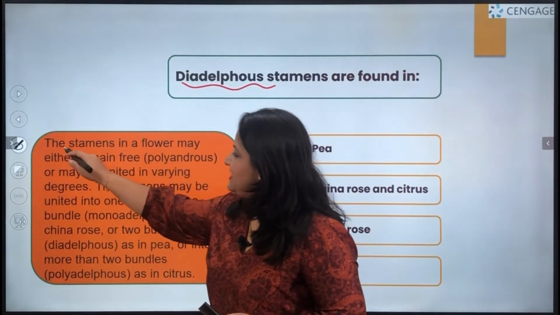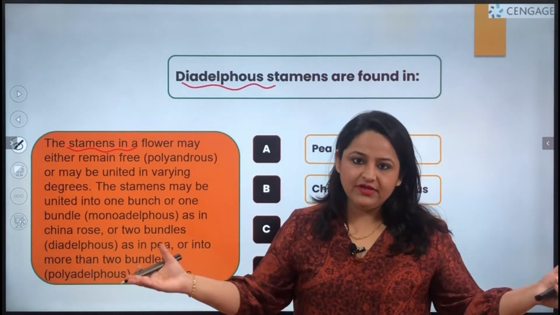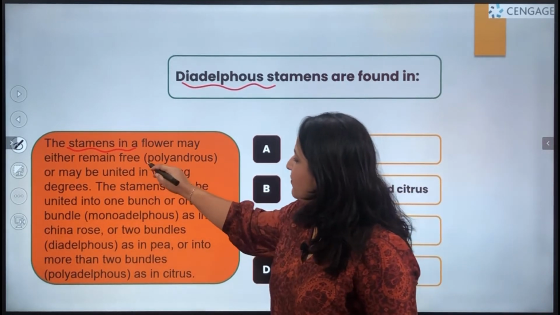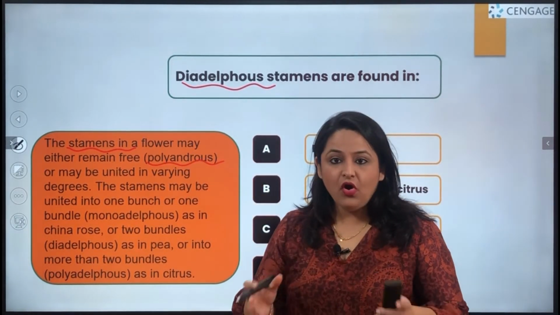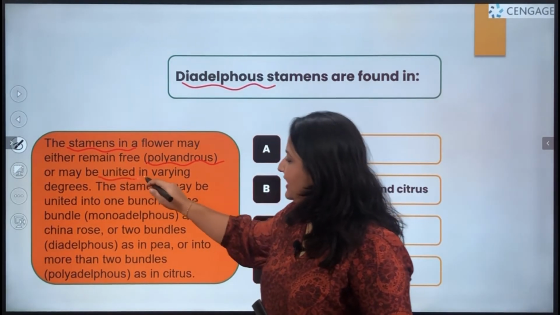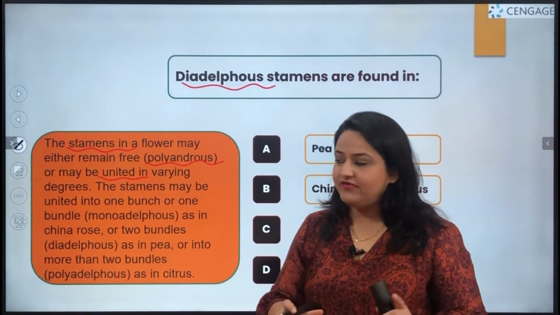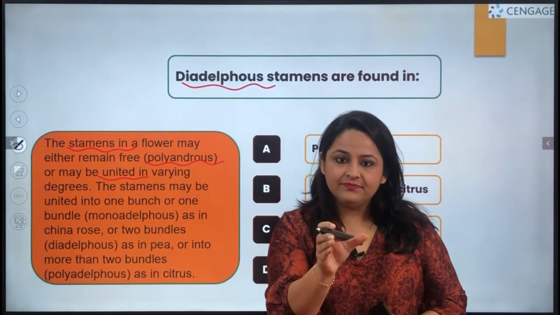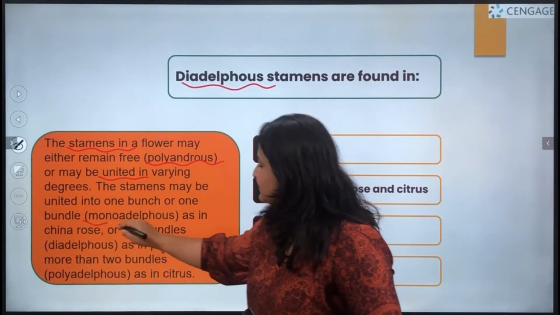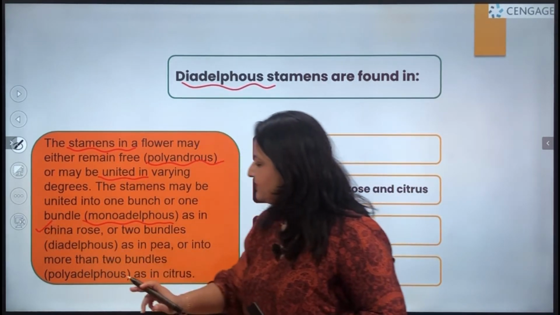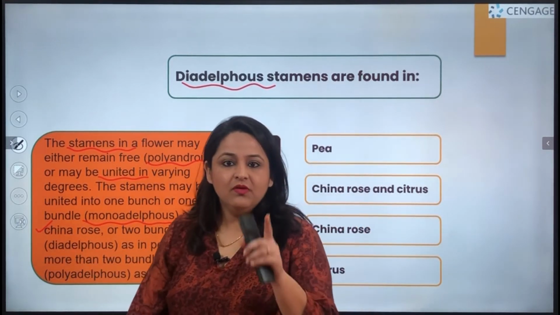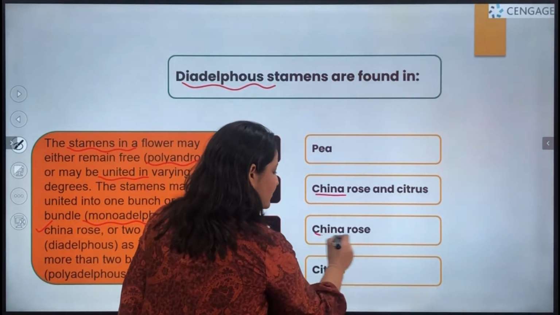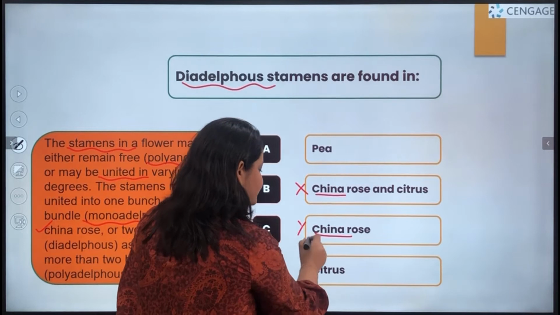Now the stamens in the flower can either remain free, that is not attached to any other part or to themselves, which is known as the polyandrous condition, or they can remain united in various degrees. If all the stamens are united just to form one complete bundle, that is known as a monodelphous condition, which is seen in China rose. So China rose should not form our option.